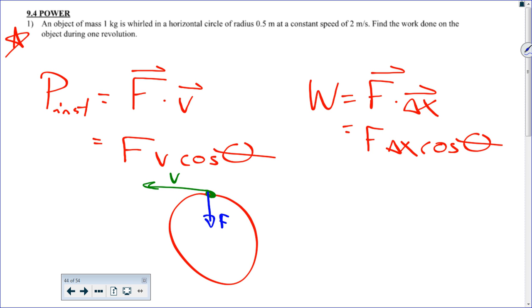90. So is this centripetal force doing either work or generating power? No, because this angle is 90, and cosine of 90 is 0. In other words, there's no force in the direction of the motion. Anytime your force is perpendicular to your motion, there's no work and therefore also no power. Cool? All right, so that was that one.